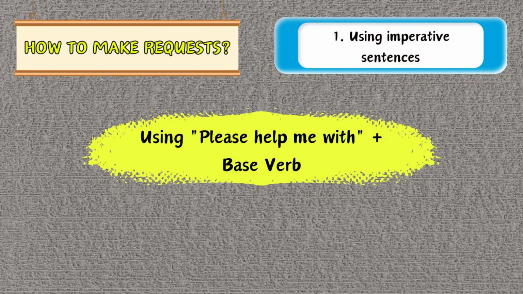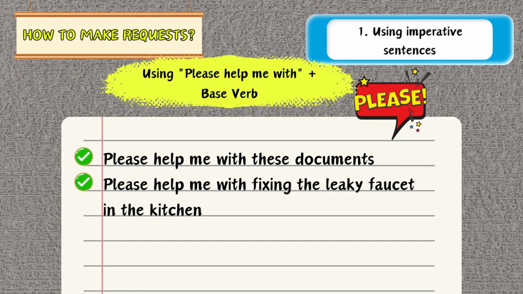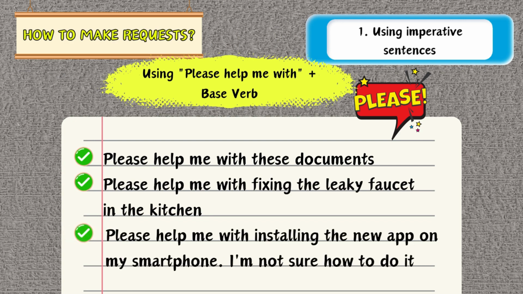Using please help me with plus base verb. Adding please before the imperative softens the request. Example, please help me with these documents. Please help me with fixing the leaky faucet in the kitchen. Please help me with installing the new app on my smartphone. I'm not sure how to do it.